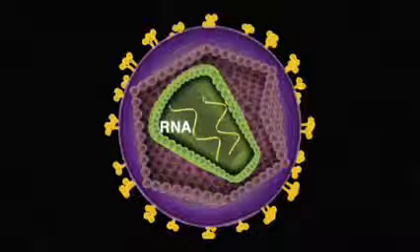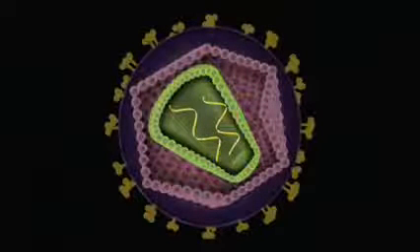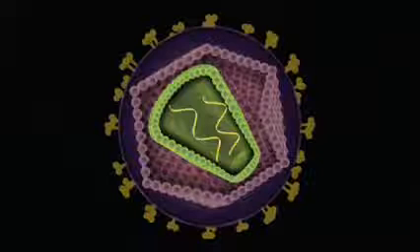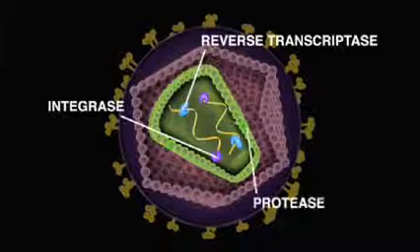The HIV genome is carried on 2 strands of RNA. These strands contain only 9 genes, in contrast to the 500 genes in the typical bacterium and roughly 20,000 genes in a human cell. The core also contains 3 enzymes. These molecules, called reverse transcriptase, integrase, and protease, are necessary for reproduction.